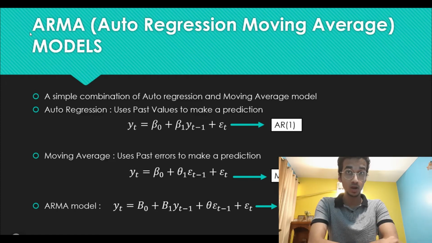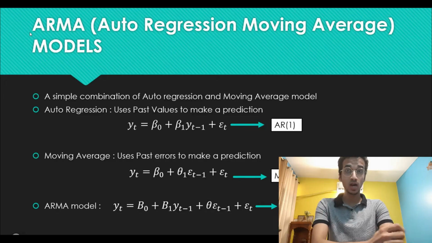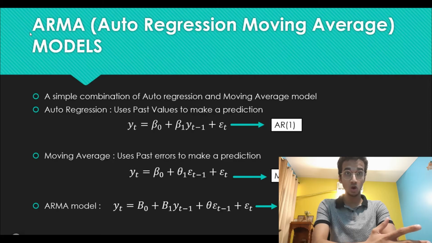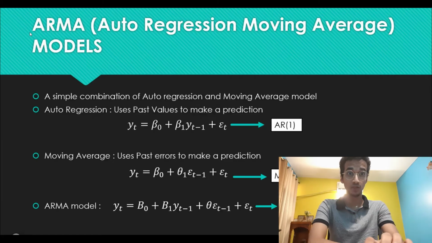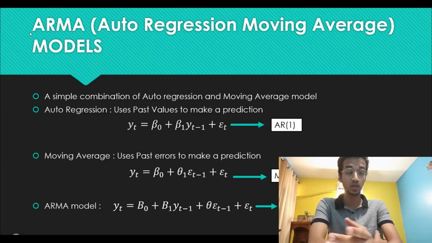In this video, we're gonna cover ARMA and ARIMA models. I'm including them both in a single video because there's a very slight difference between them, and it's very easy to understand them when you study them parallelly. So the ARMA model is simply a combination of auto-regression and moving average models. I've explained auto-regression and moving average in my previous videos. I would recommend you watch that, but I'll still give you a gist of that.